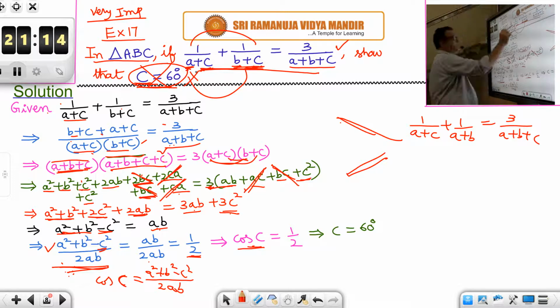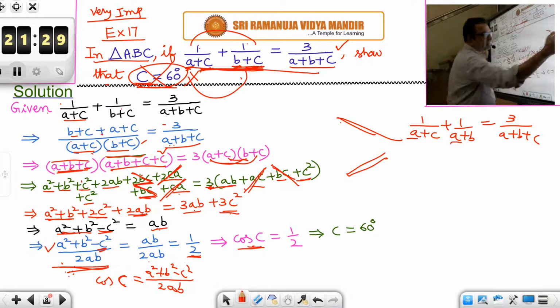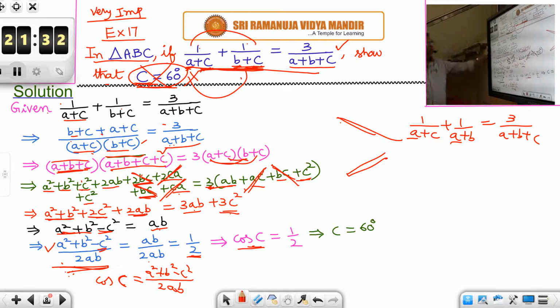So if I change the question here, 1 by A plus C plus 1 by A plus B is equal to 3 by A plus B plus C, then show that angle A is equal to 60 degrees. That is how I should modify. Is it not? A is repeated. Similarly, I can give B is equal to 60 degrees by suitably modifying here. Okay. Let us see the next example.